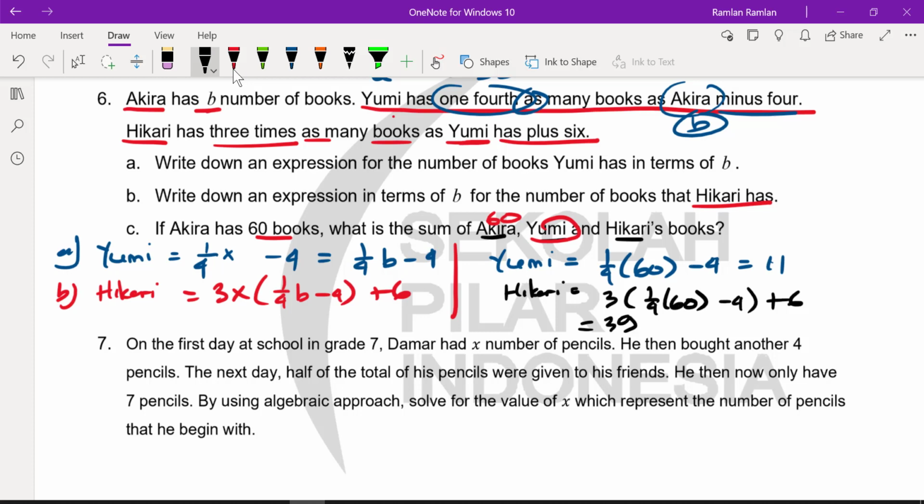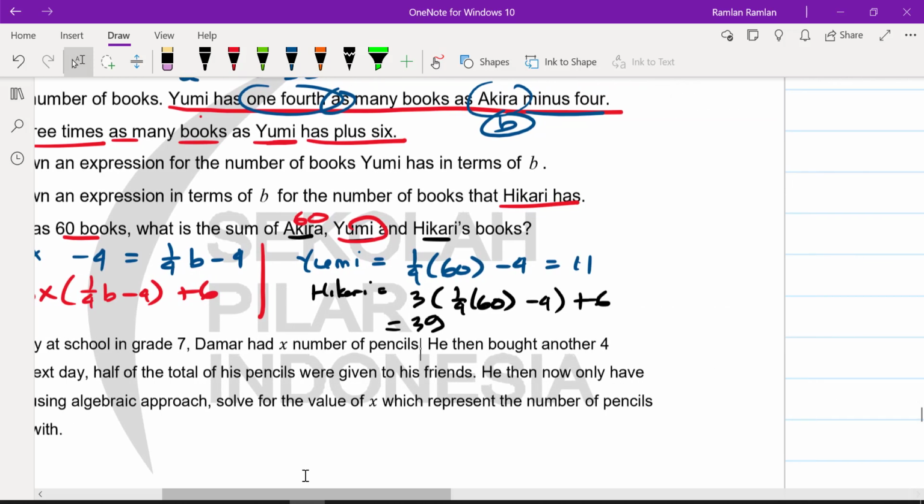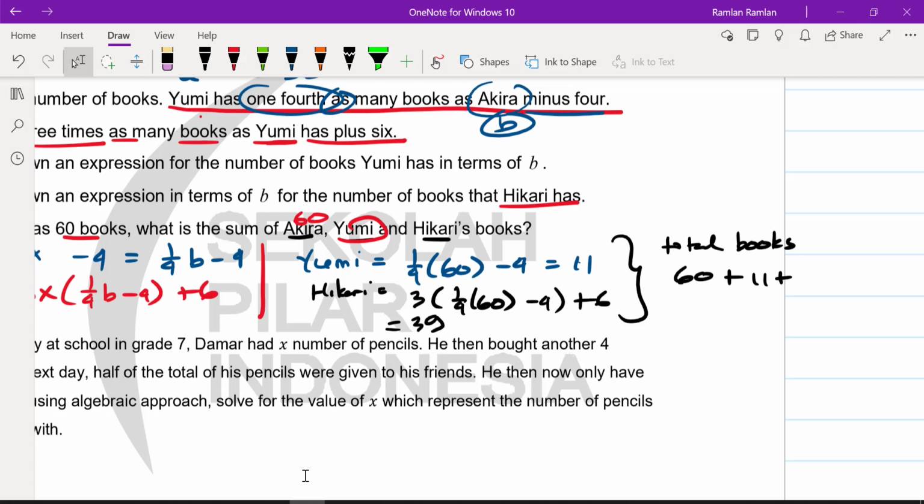And then, which means that the final result, because we're calculating how many books they have in total, is going to be 60 plus 11 plus 39. That will be equal to 110 books.